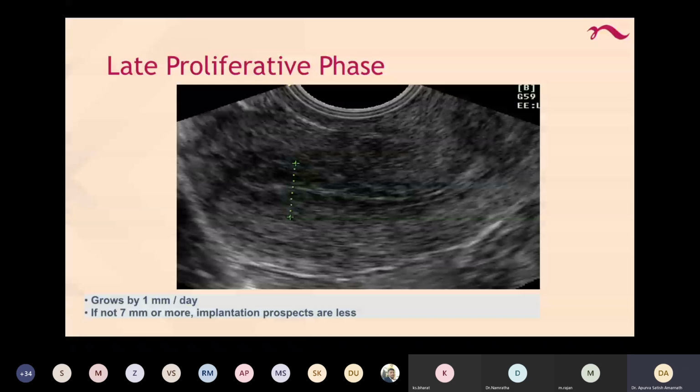A late proliferative phase endometrium, this is when it's reaching close to ovulation. It grows by about 1 millimeter per day. These measurements are important because when the endometrium is less than 7 millimeters, the implantation potential is reduced.